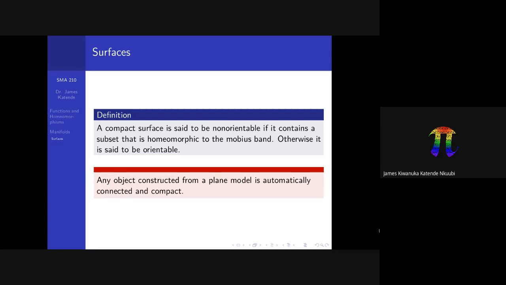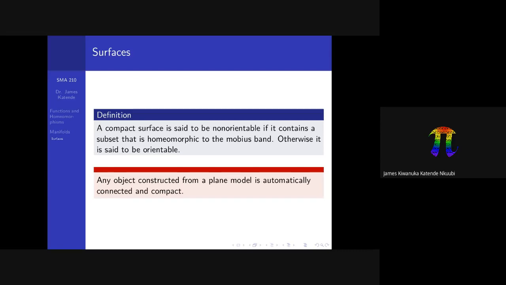So a non-orientable surface is basically one-sided. It has only one side. But an orientable surface has two sides. So that's the simplest way to think of it. It can be done in a more rigorous way, but that's the simplest way to think of it.